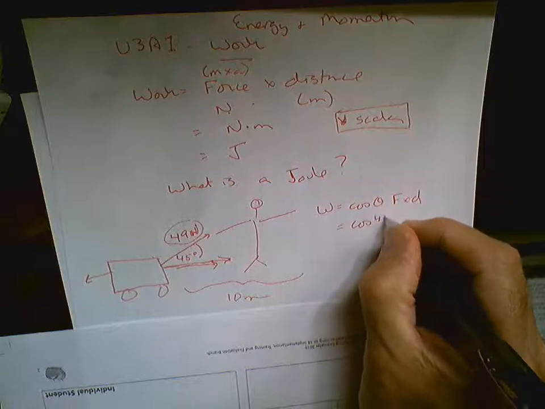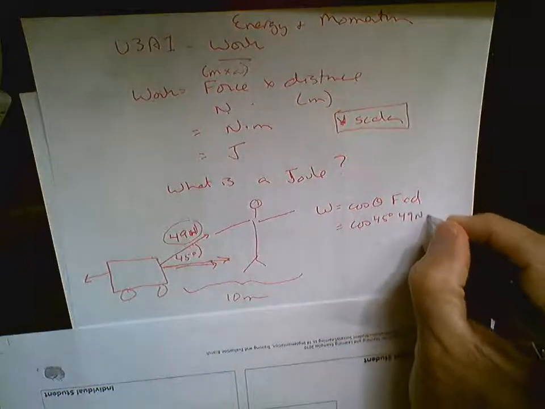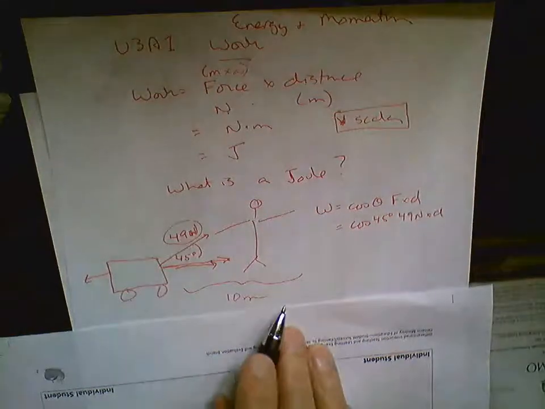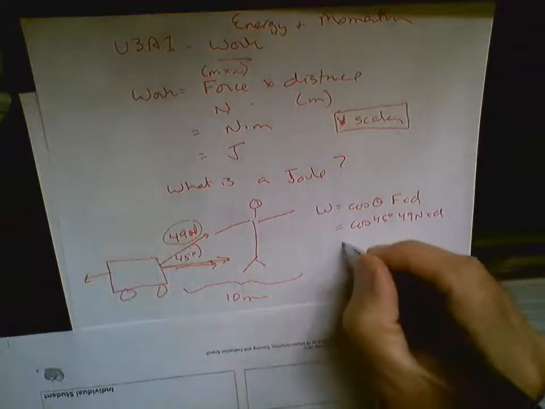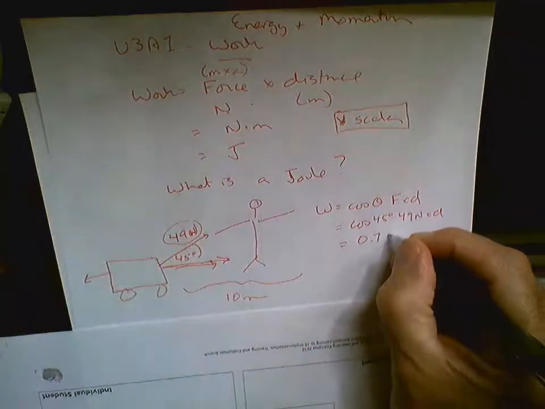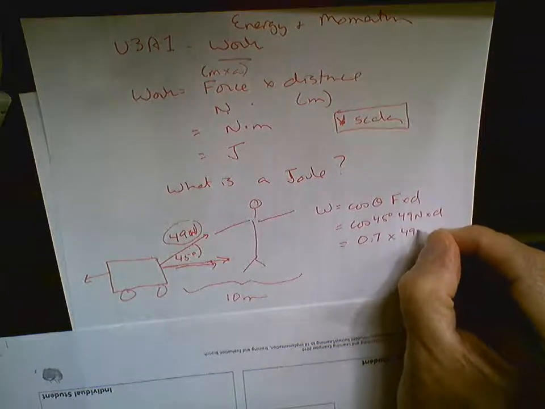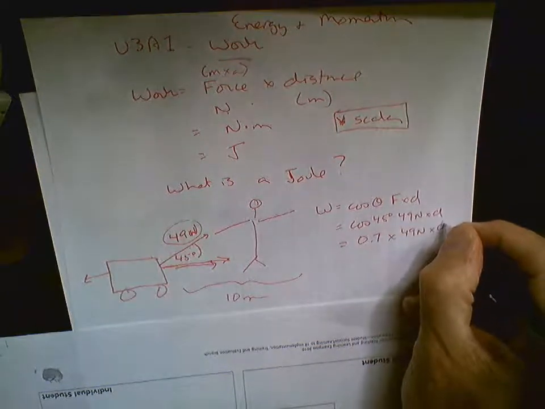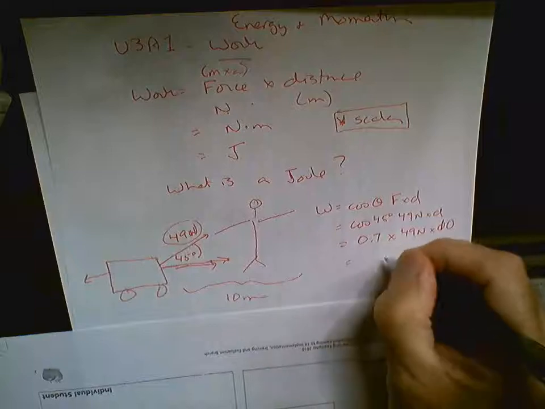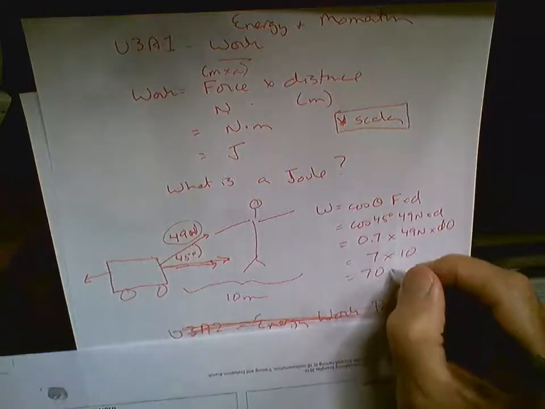So we've got the cos of 45 degrees times our force, which is 49 newtons, times the distance, or displacement, I have 10 meters here. So that would be 0.7, approximately, it's 0.707, times the 49 newtons times the displacement of 10, which would be 7 times 10 approximately, or 70 joules.